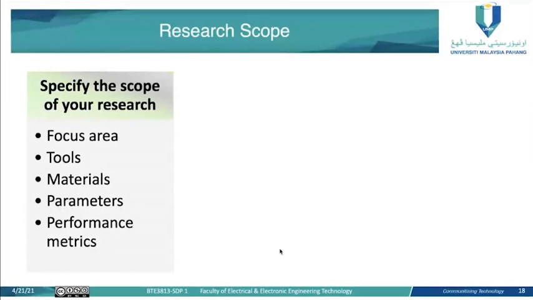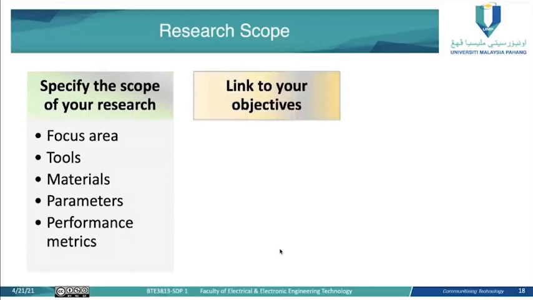Everything related to your objective will be highlighted. If I'm going to use, for example, MATLAB, I need to highlight that I'm going to use MATLAB. If I am going to use Proteus, I need to highlight Proteus. If I'm going to use Arduino, Raspberry Pi, NodeMCU, whatever controller, I need to highlight it in this part. Because if I mention it here, that means I limit my work to these tools. If someone says, I have a similar project but I'm using a different controller, it will be totally different from your work.